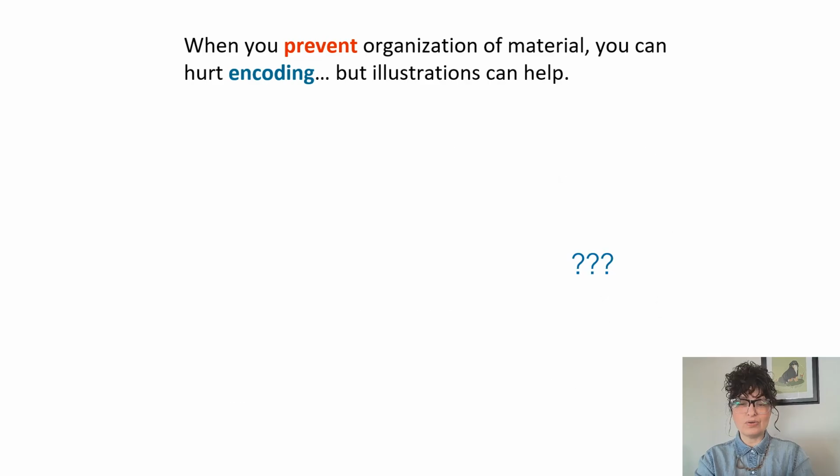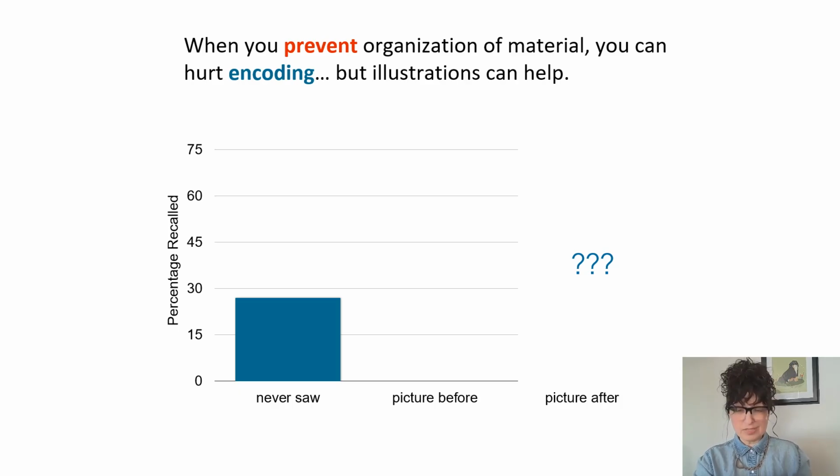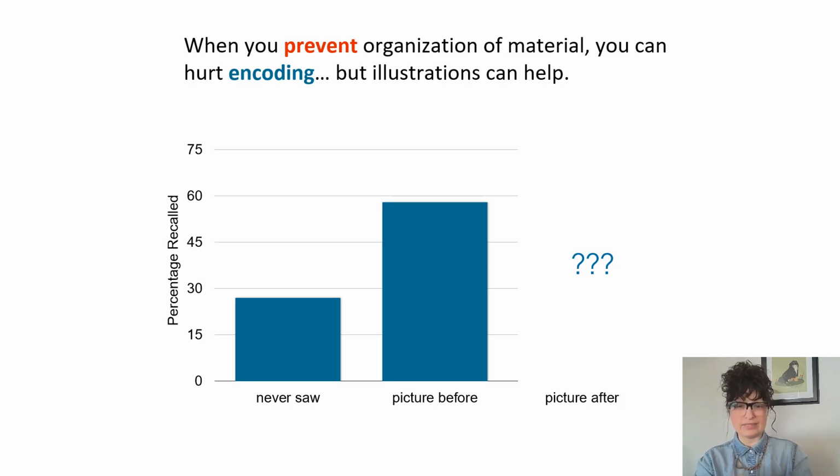And so here we've got participants who never saw the clarifying image. The number of details they could recall from the story was only just under 30%. If participants saw the picture beforehand, they were much better, almost twice as good. So almost 60% of the details from the story they could recall.